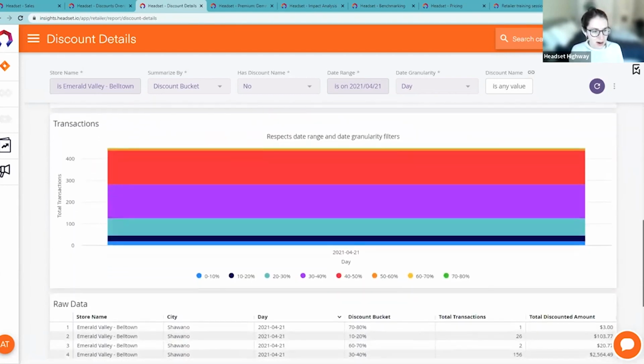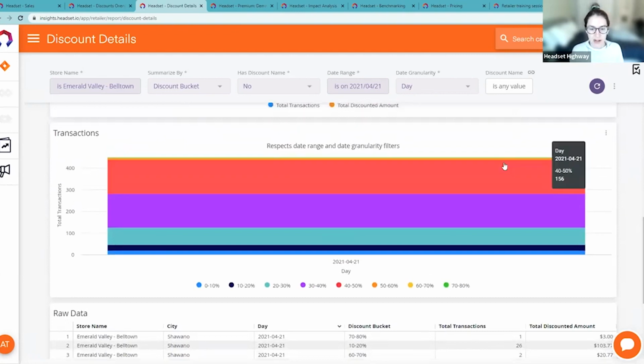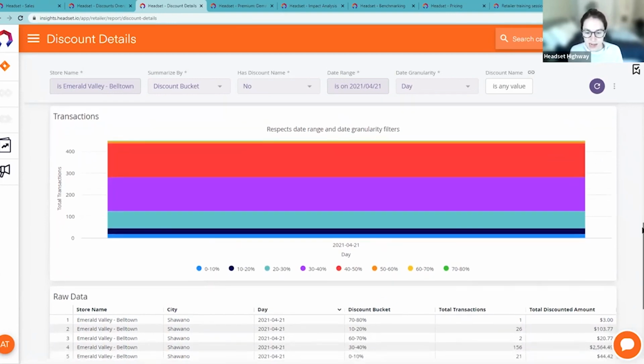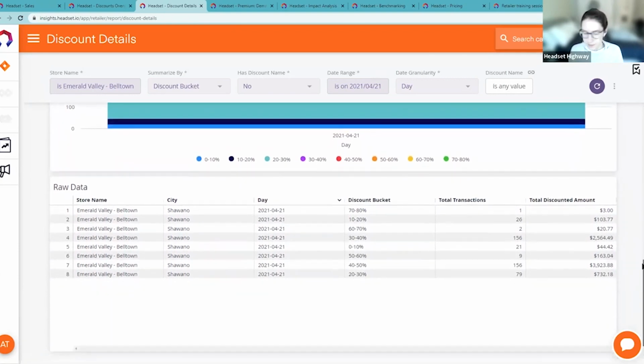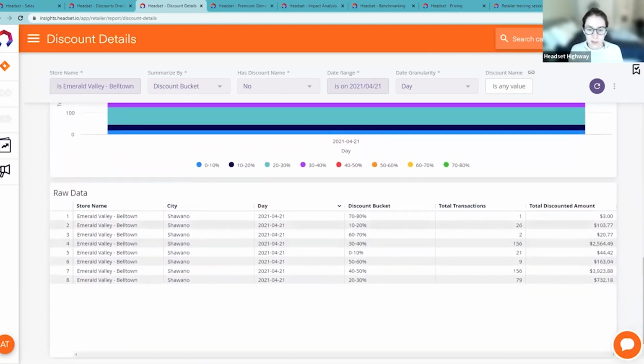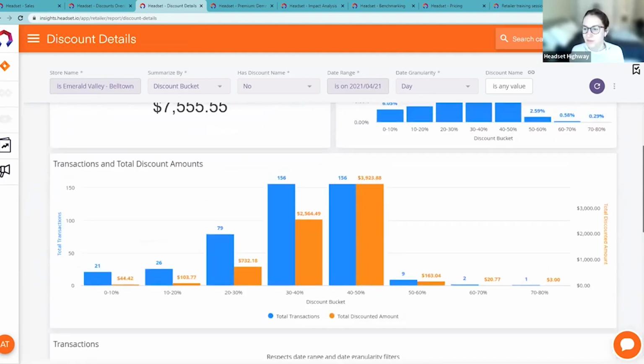Now, if we scroll down here, we have transaction amount. Again, same information, just displayed a little bit differently. So I'm not going to focus too much on this, but it will give you an idea of that day and what it means in terms of discounted bucket. And then at the bottom of every dashboard, which you'll find pretty common, is this raw data dump, which you can, again, export.